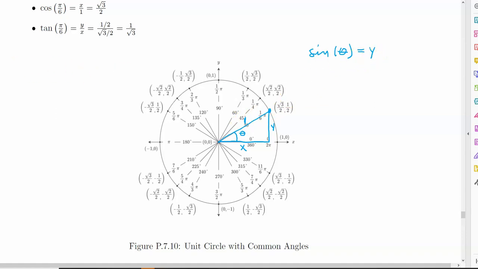All right, so we want to find all the solutions to sine theta equaling 1/2 for this problem. So if we look around the unit circle for all the points that have a y-coordinate of 1/2, we see that pi over 6 is one solution. So this angle right here is pi over 6, and that's going to be a solution to this equation.